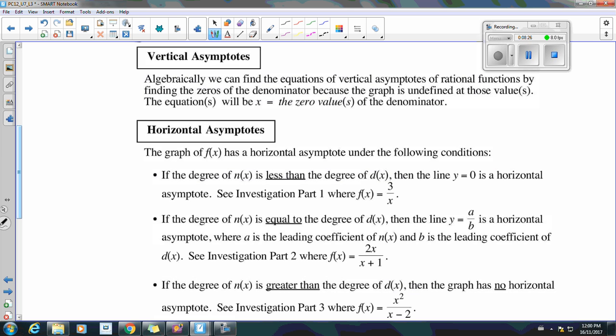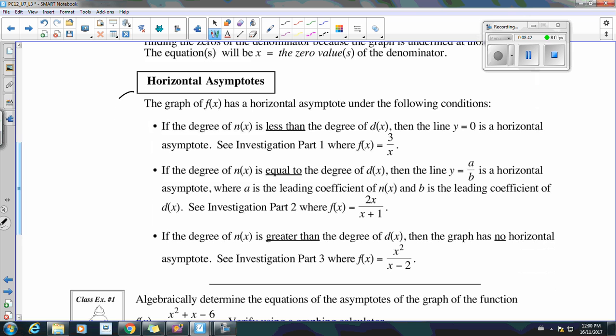For vertical asymptotes, algebraically, we can find the equations of vertical asymptotes of rational functions by finding the zeros of the denominator. The equations will be x equals the zero values of the denominator. So those ones are quite simple. It's these ones that take a little bit more memorization.